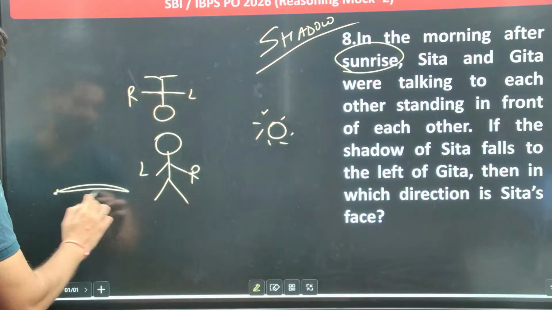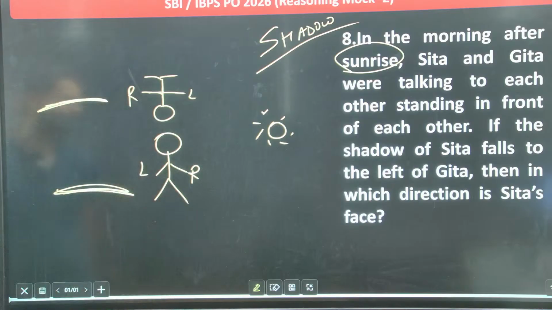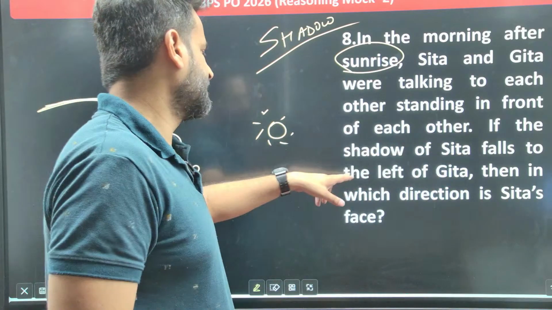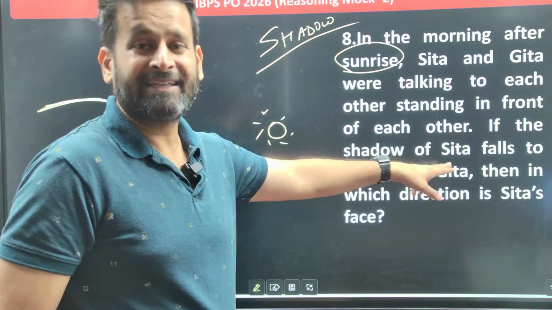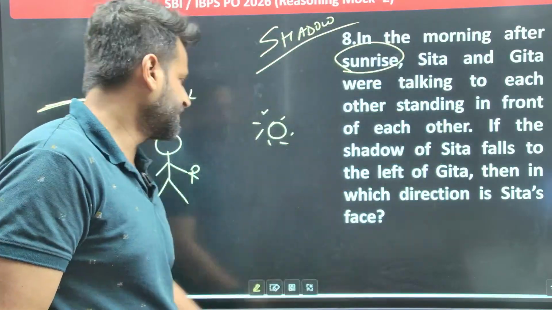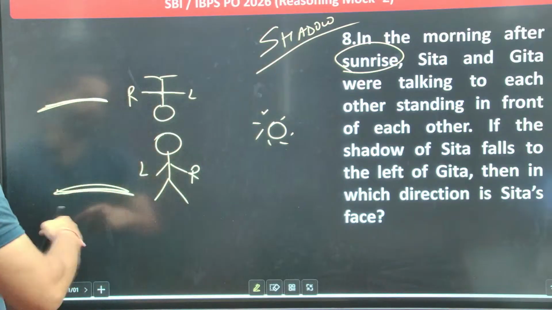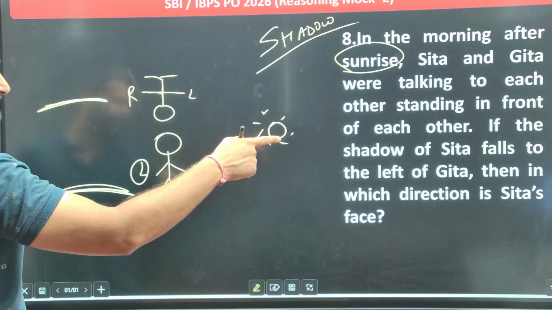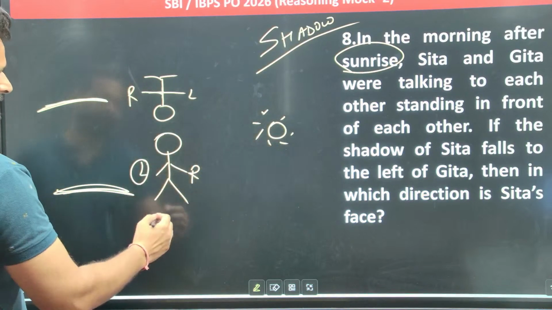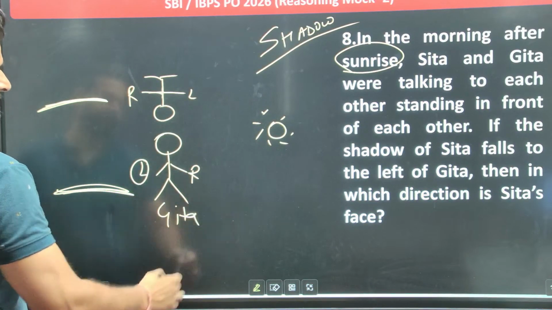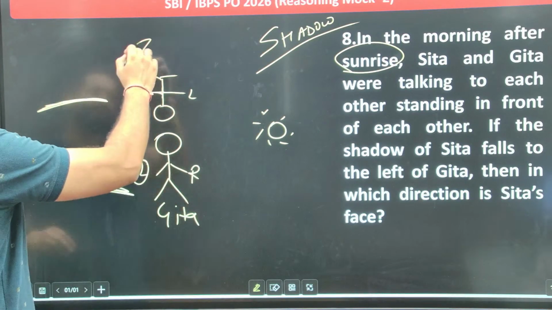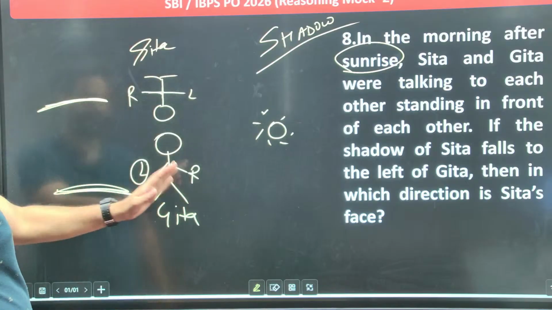Now this is the sun, so obviously the shadow will be in the west direction. Now read the question. The shadow of Sita is falling to the left of Gita. Gita's left, the shadow is falling. Whose left is the shadow falling on? This person's left. So this will be Gita. On Gita's left, the shadow of Gita is there, and the shadow of Sita will also be there. It is on her left.